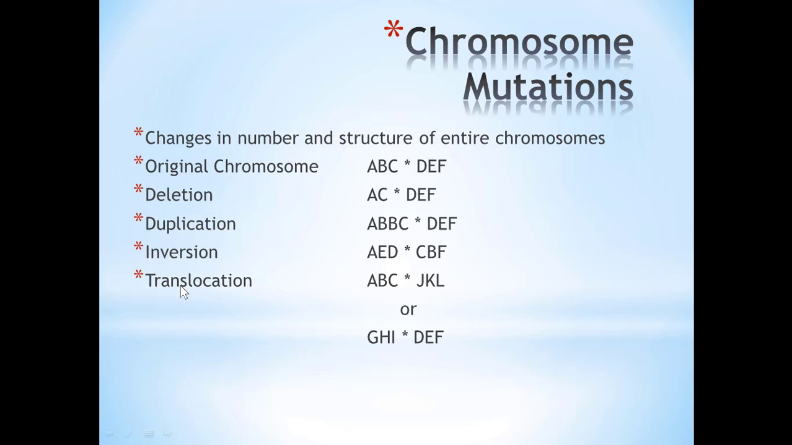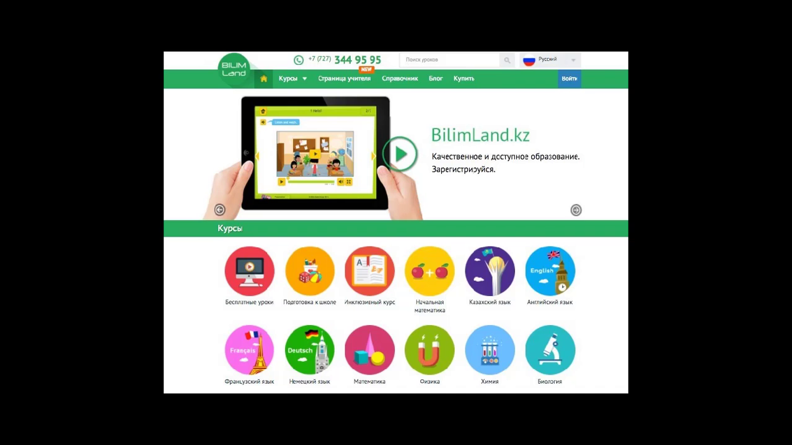During the translocation, the letters have changed their places with other letters. For example, A, B, C, J, K, L, or G, H, I, D, E, F. They have changed their places. In such a way, our genes can also change during mutation and cause some disorders. Let's watch the video where it will explain it in your own mother language to understand clearly.